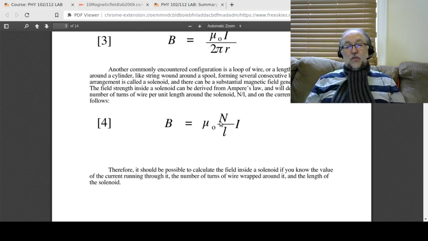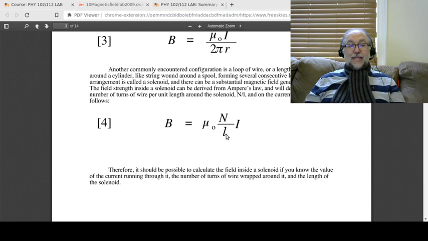In fact, you expect that, because if you have N windings, N times I is going to be the amount of current that's going around in a circle. And so the B field is going to scale as not only your current, but also the number of wraps that your solenoid is made of.